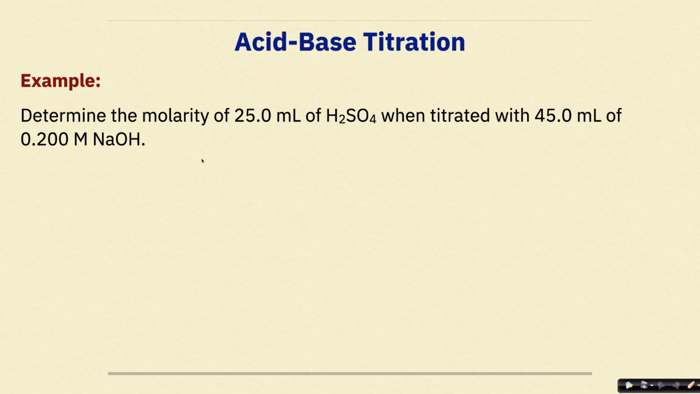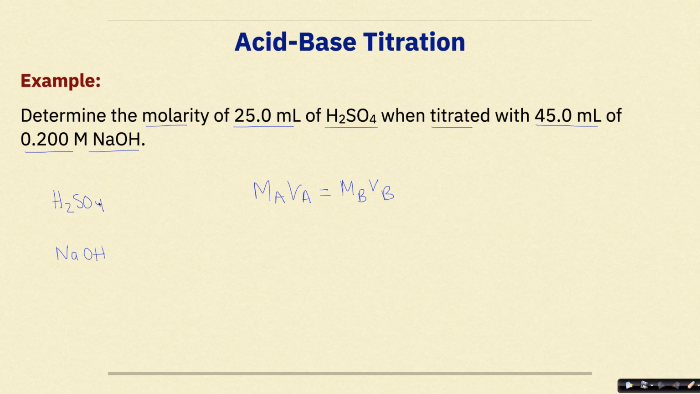Let's look at an example. Determine the molarity of 25 milliliters of H2SO4 when titrated with 45 milliliters of 0.2 molar NaOH. So the first thing that I'm going to do is write my formula. MAVA is equal to MBVB. Okay, and now I'm going to say I have H2SO4 and I have NaOH. I know this is a neutralization reaction.